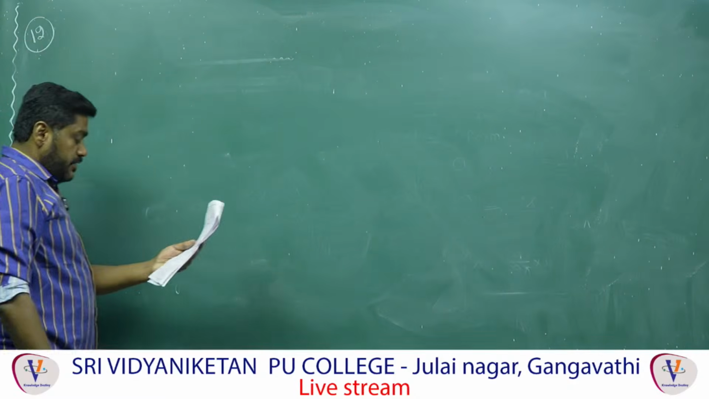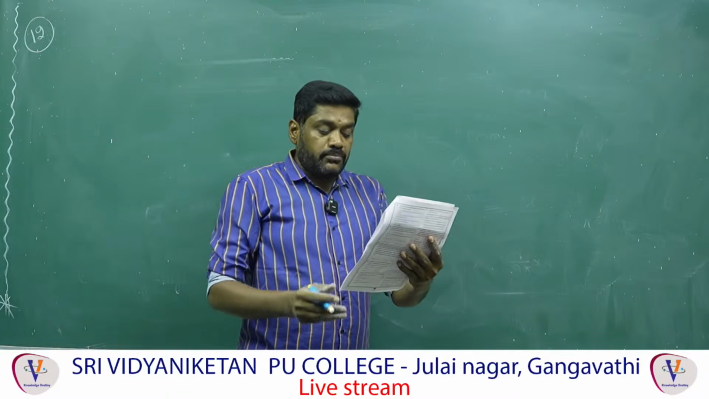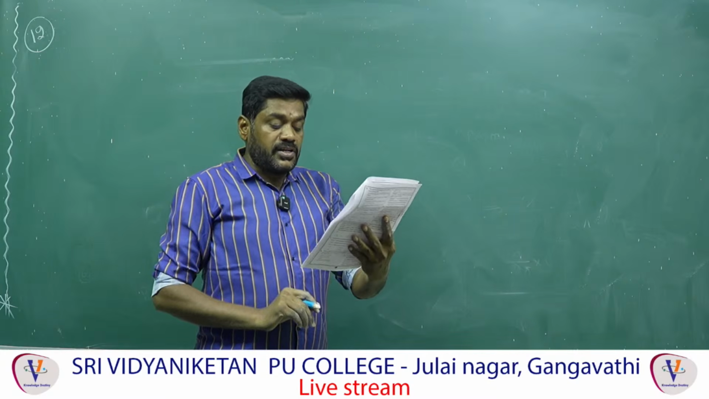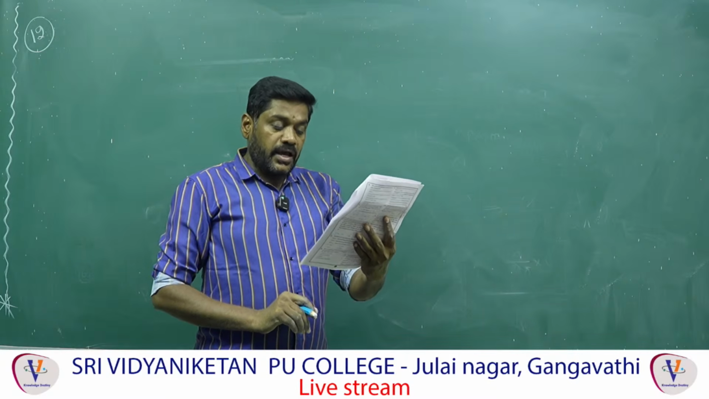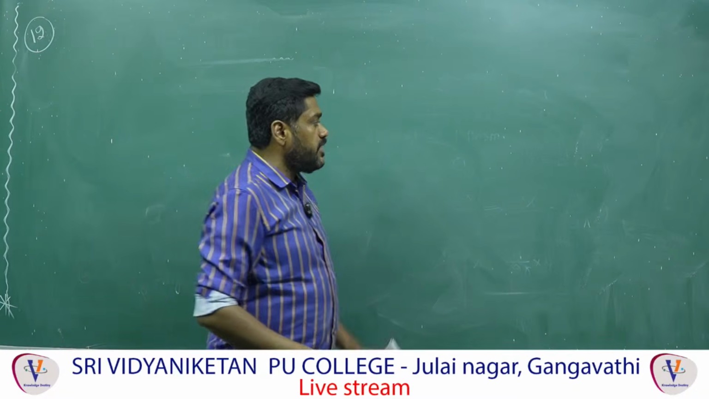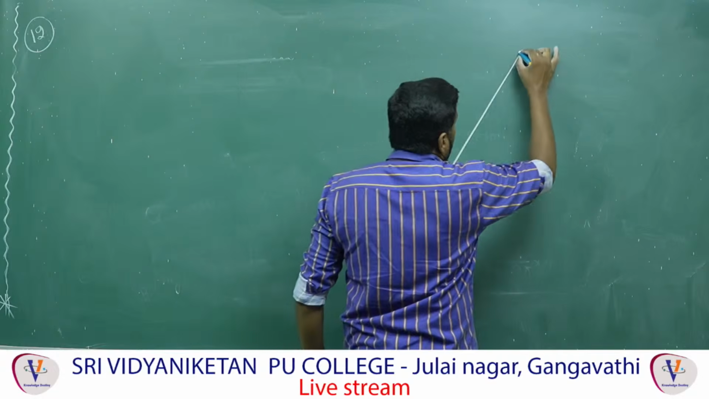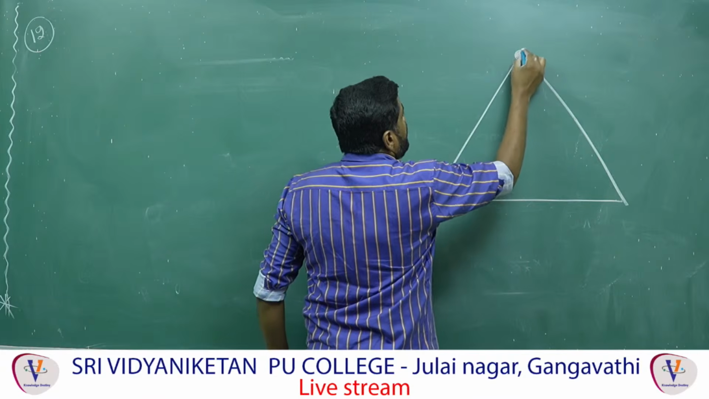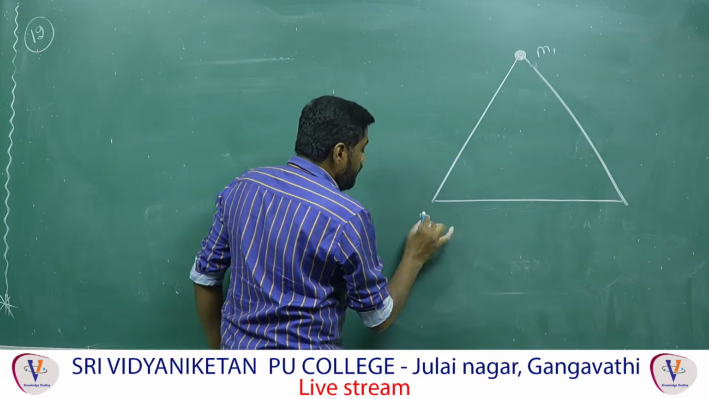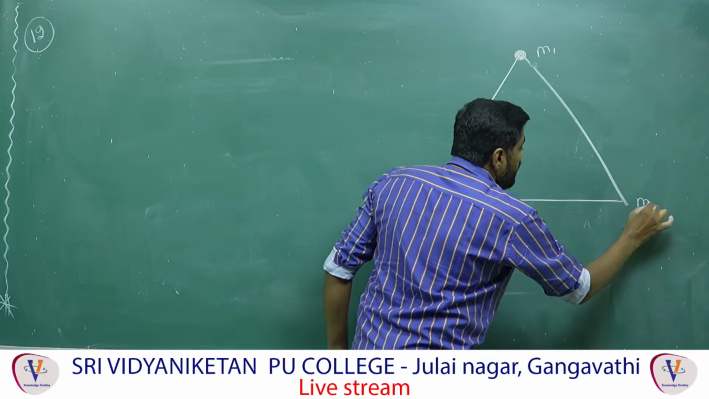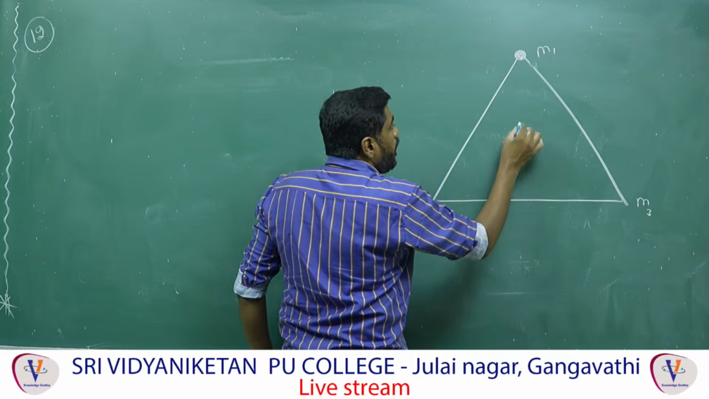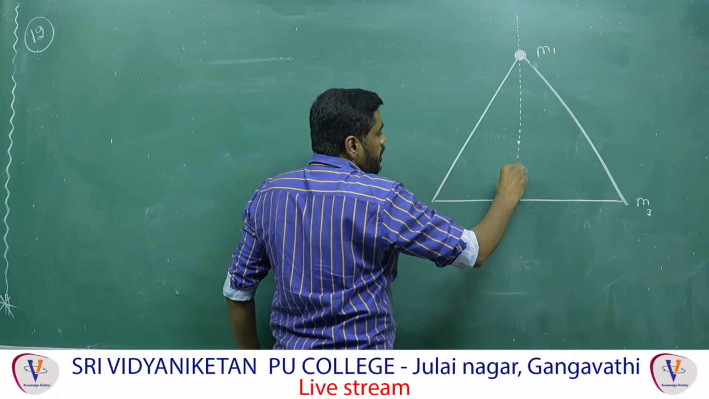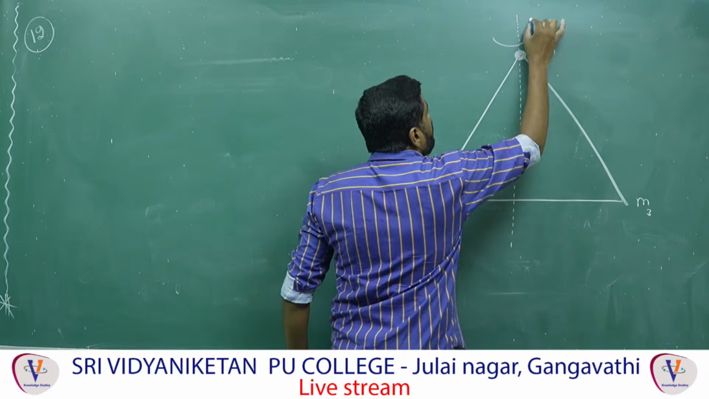Question number 12, they have given like this. Three point masses M1, M2, M3 are located at the vertices of an equilateral triangle of length a. The moment of inertia of the system about an axis along the altitude of the triangle passing through M1, they are asking. This is one equilateral triangle, and this is the mass M1, this is the mass M2 and this is mass M3. The axis of rotation is passing through the altitude. So this is nothing but the altitude, right? Therefore, it is rotating like this.